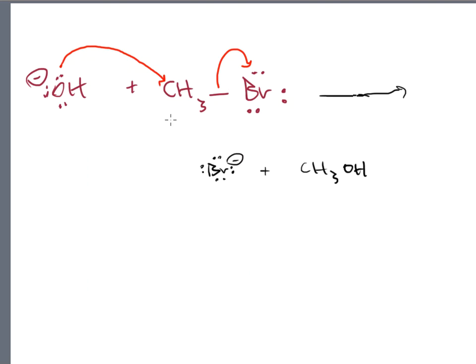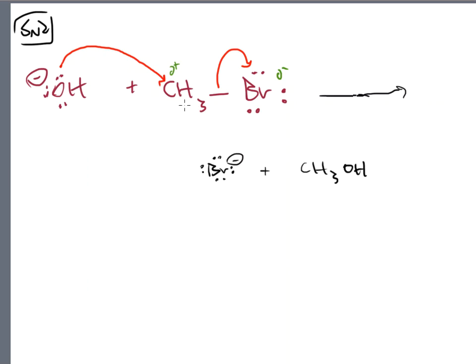Well, this is happening all in one step. It's concerted. This is an SN2 reaction. Notice the bromine left at the same time that the OH came in. Why does this happen? Again, it's due to polarity. The bromine is electronegative, so it's partially negative anyway, and that made this carbon partially positive, which is why that OH was attracted to it to begin with.